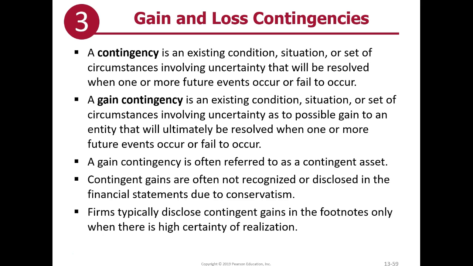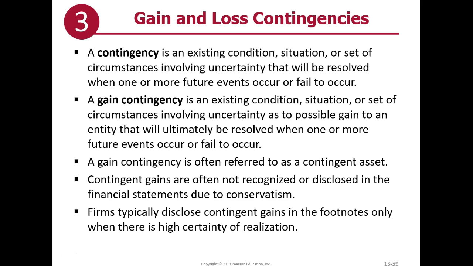Let's focus on the gain contingencies first. Basically, it's an existing condition which has uncertainty, and that uncertainty has to do with possible gain, but we won't find out about it until the future events occur and things are settled out. A gain contingency may be something like a lawsuit where a company is going to be awarded a settlement. So we could look at it as a contingent asset.